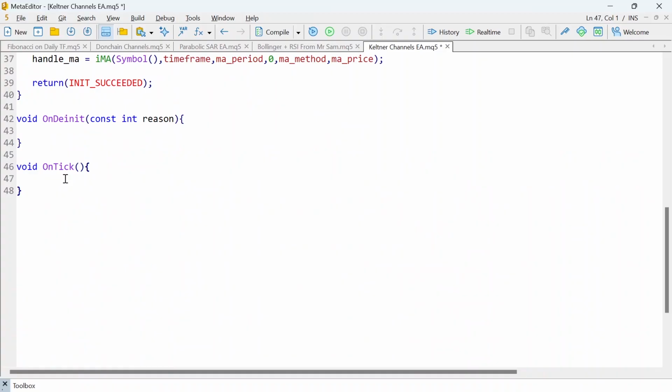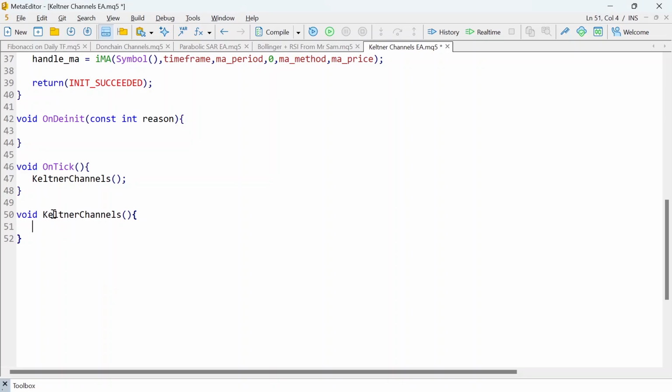Now, I love having my logic in a function, so I can simply say Keltner channels, right? So I'll copy this. It will return nothing. So first thing first, I want to make sure that I only try to search for position whenever there is no open position. So how do I know if there is no open position?